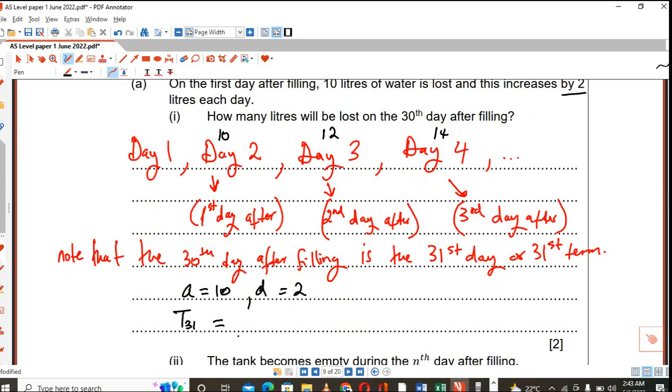We'll be saying, using the formula, 10 plus 2 times 31 minus 1. So, well, this gives you 70. Okay, so 70 liters of water would be lost. Be very careful with that question.